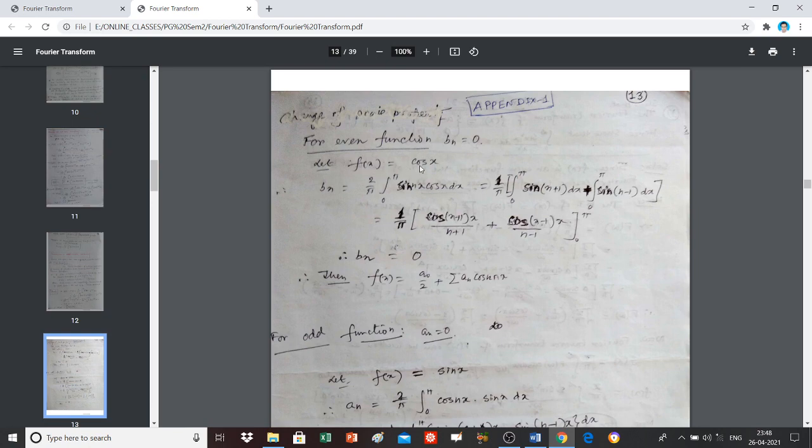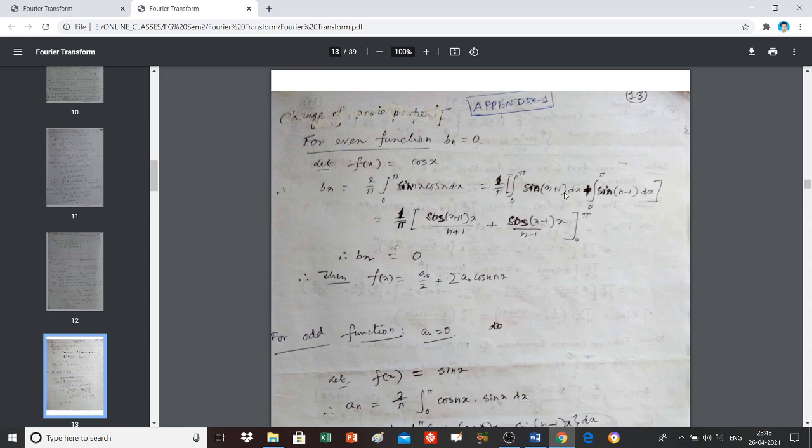Let f(x) is equal to cos x. Because you know that if x changes its sign, that means cos of minus x is equal to cos x, that means cos x is an even function. So in that case, we are here to find out the value of bn. That is equal to, as we already wrote in this fashion, 2 by pi, integral 0 to pi, sin nx, it was in the definition, and then cos x dx. That is 1 by pi, you can write this as 2 sin nx cos x.